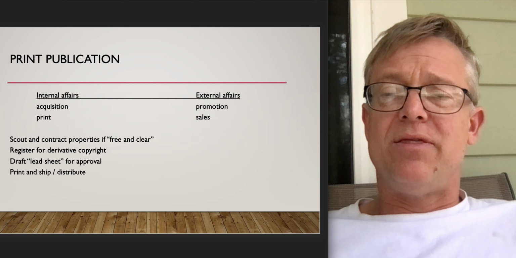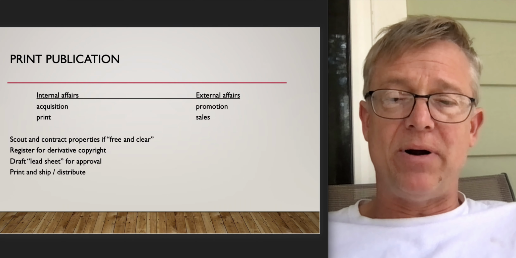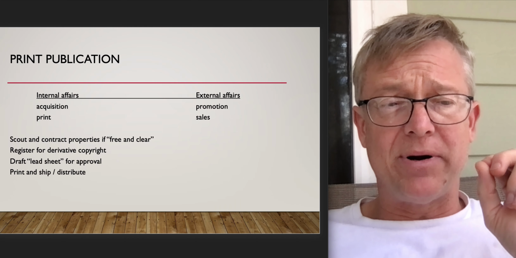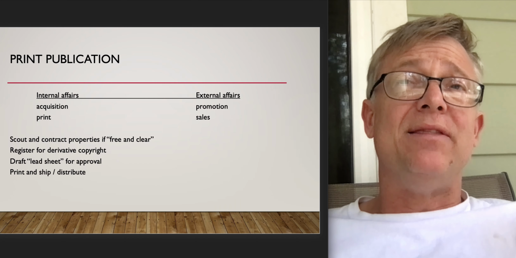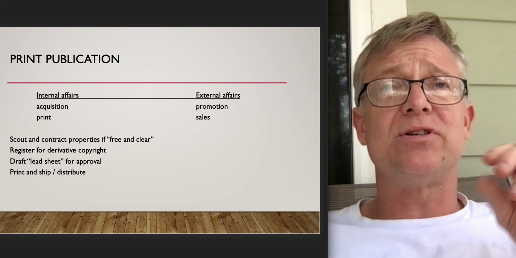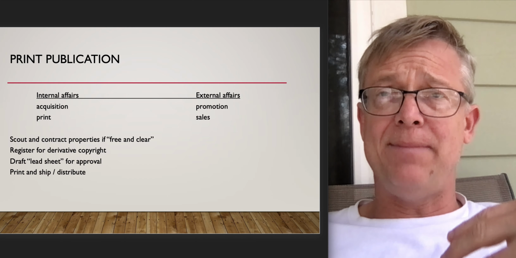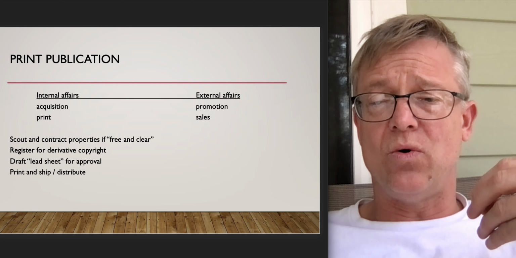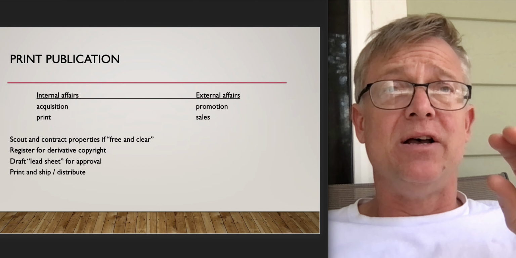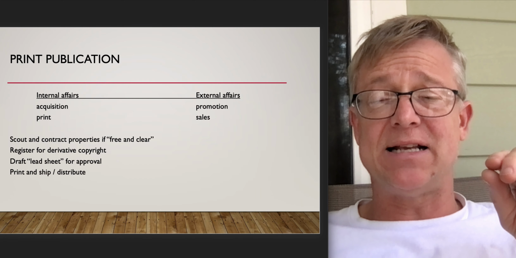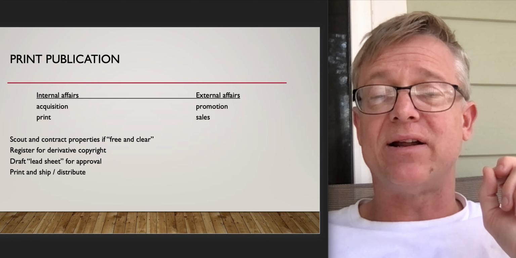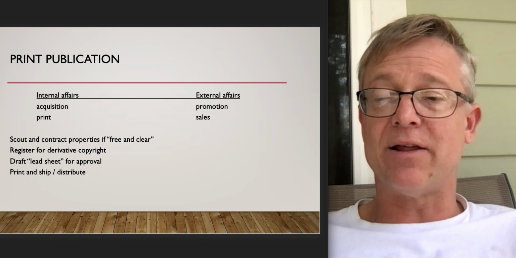So first, they're going to scout and contract properties as long as they're, quote, free and clear, meaning that they're not legally encumbered, which means that they are not also licensed to another, exclusively, or there's no other claim to that property through license or even maybe an assignment to another publisher. So they have to make sure that they can actually get access. And if they can, it's known as a property that is free and clear. So it's able to be licensed, in other words.